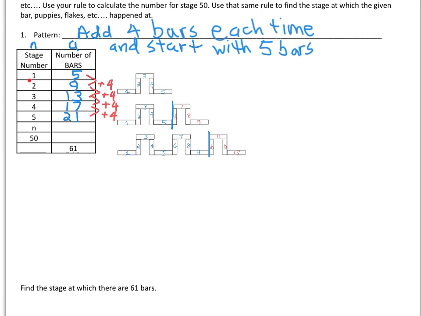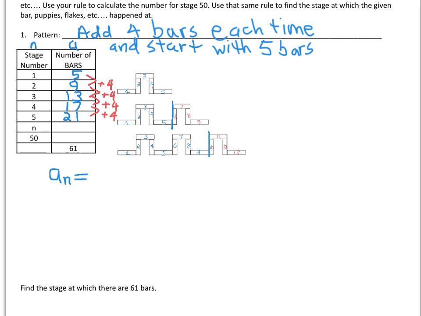What that means is if I plug in 1, my answer should be 5. If I plug in 2, my answer should be 9. Plug in 3, my answer should be 13. Plug in 4, my answer should be 17. Same thing, 5 for the stage should give me 21 for the bars. So we're going to write a sub n equals. This is a notation that says the number of bars is based on this number.